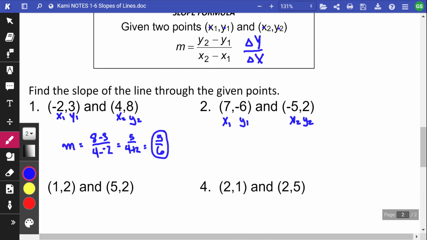Number 2, we're going to do the exact same thing. So we say slope is equal to, we start with the y2, which is 2 minus -6. And then we have -5 minus 7. All right. So 2 minus -6, remember that's like adding. So 2 plus 6 is 8. -5 minus 7 is -12. This will reduce. Okay, the number 4 will go into both 8 and 12, and it's still negative. So 4 goes into 8 2 times, and it goes into 12 3 times. So the slope here is -2/3.